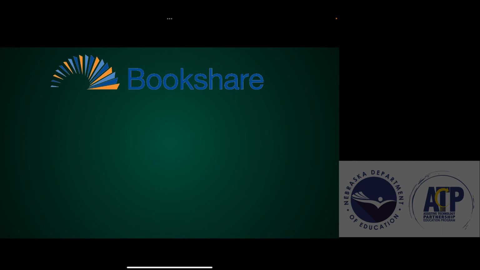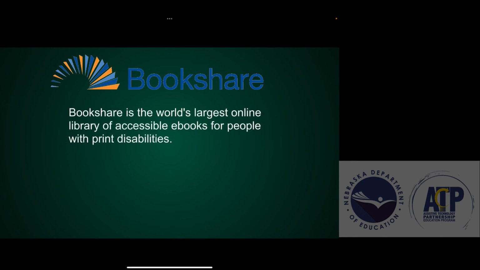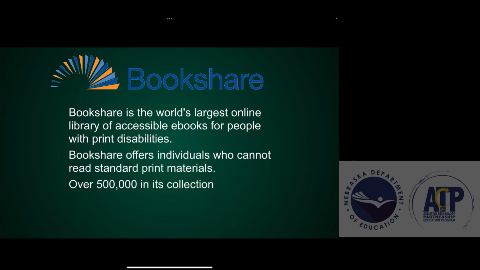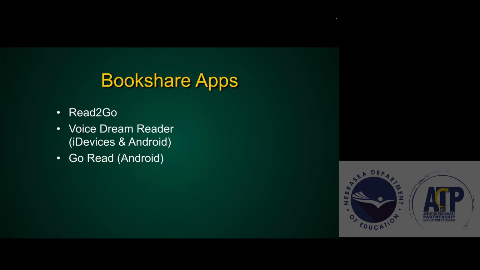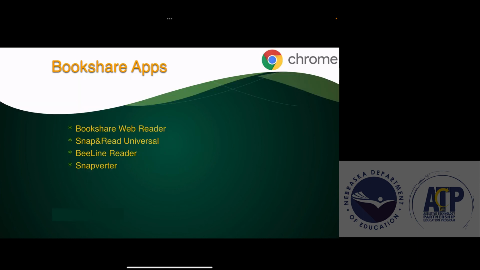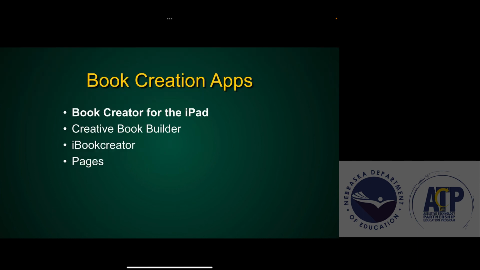If you haven't, Bookshare is a great tool for students. It's the world's largest online library for accessible books for persons with print disabilities. All students need to do is to qualify for that, and they have access to the library. There's over 500,000 books in that collection, and a lot of textbooks are in there also. These are the apps that are used on the iOS to read those Bookshare books, and this is what's available on the Chrome.